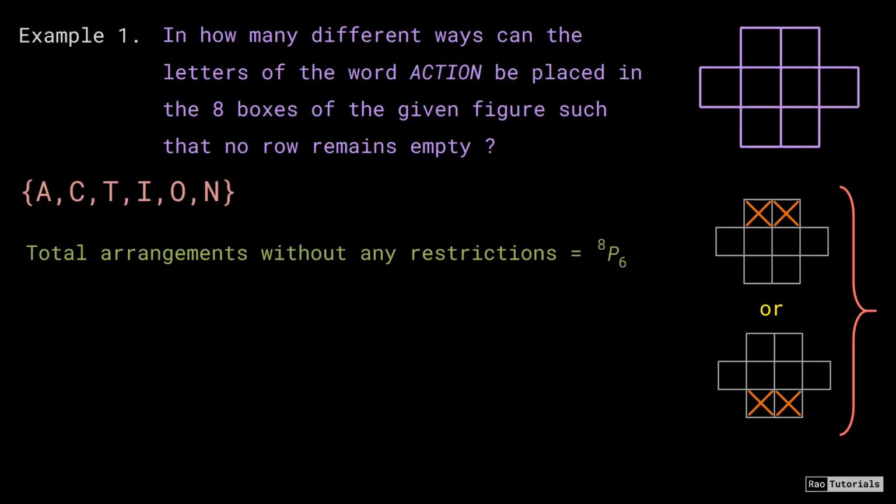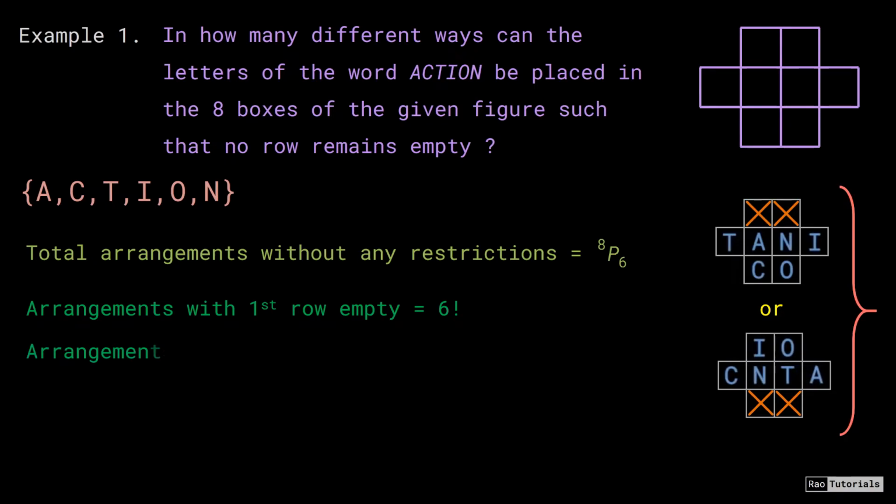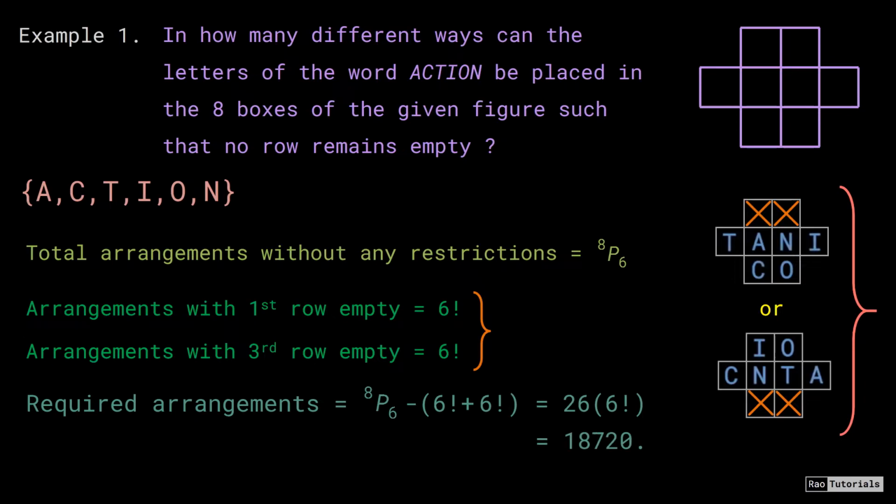If we are leaving the top row empty, then 6 letters in the 6 remaining boxes can be arranged in 6 factorial ways. Similarly, if we are leaving the bottom row empty, then 6 letters in the remaining 6 boxes can be arranged in 6 factorial ways. These are the only arrangements in which some row is left empty. So excluding them from the total, we get the number of required arrangements.